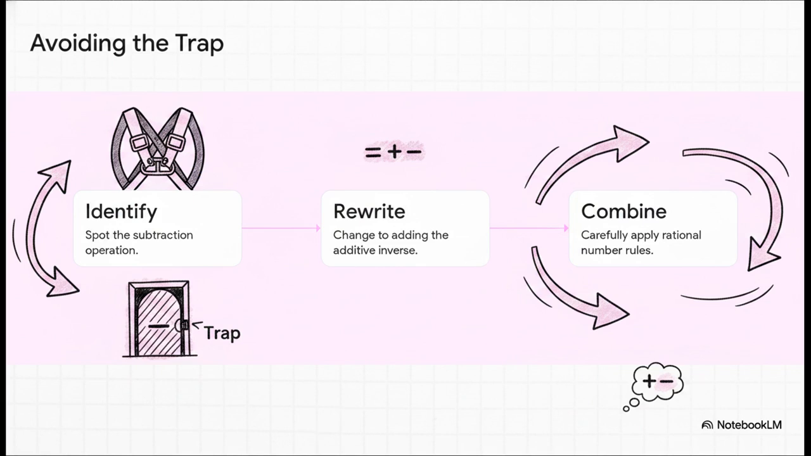Rewriting subtraction as adding the additive inverse. This is a huge concept for the 7th grade number system. Instead of thinking minus 12.75, just think of it as plus a negative 12.75. The rule is simple. P minus Q is the same as P plus negative Q. By turning subtraction into the addition of a negative number, that negative sign stays glued right to the value where it belongs. It acts as a total safety harness for your math.